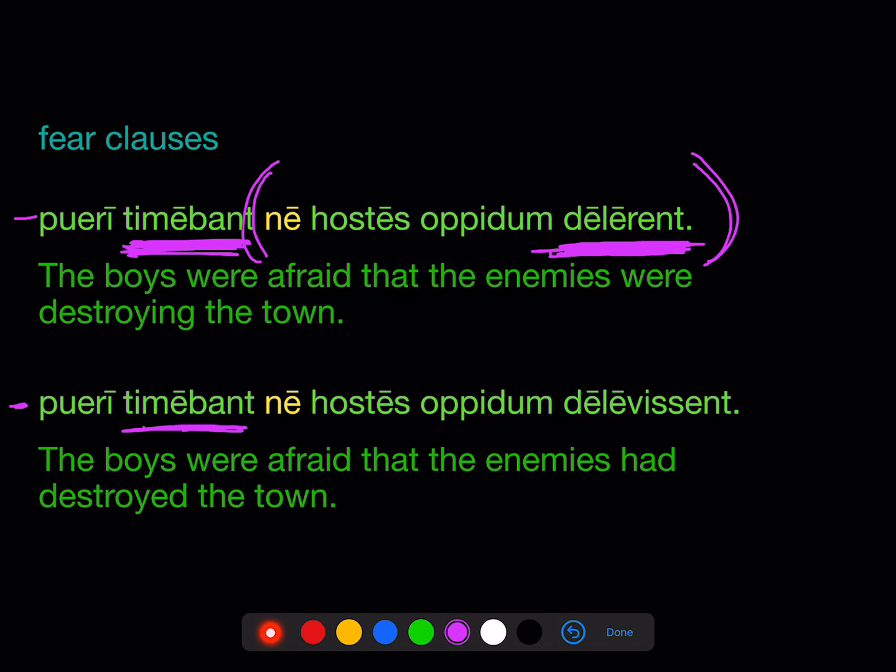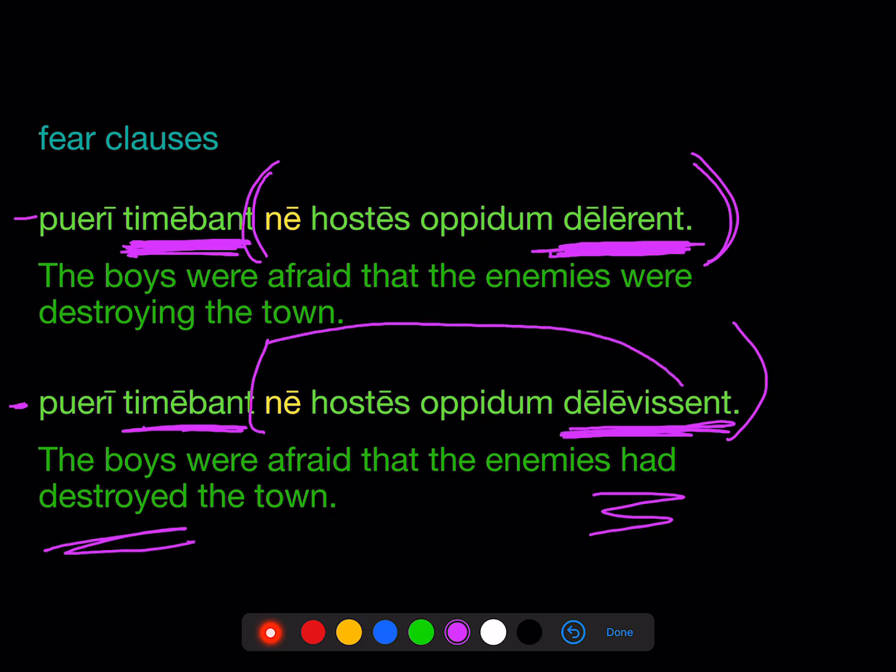Let's look at this one. Pueri timebant ne hostes oppidum delevissent. The boys were afraid that the enemies had destroyed the town. So now we're using a pluperfect subjunctive. Okay? Pluperfect subjunctive means time before the main verb when the main verb is in a past tense.